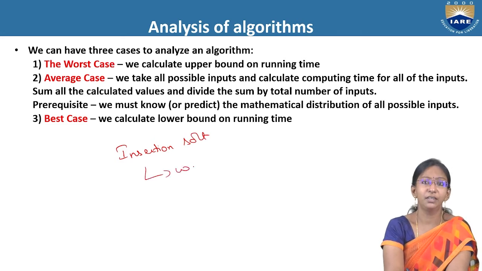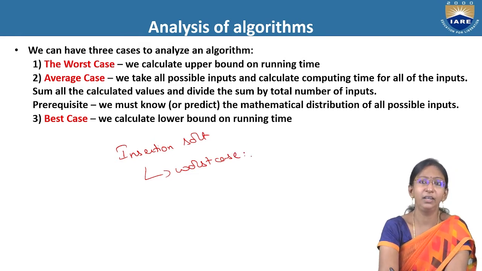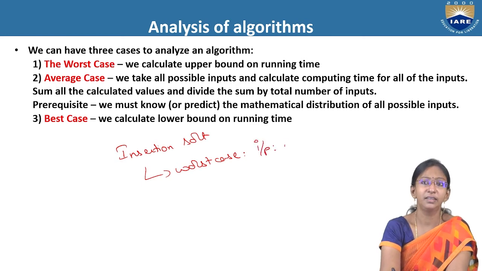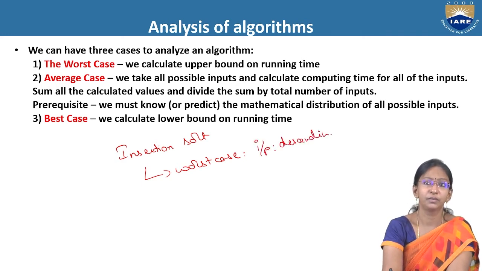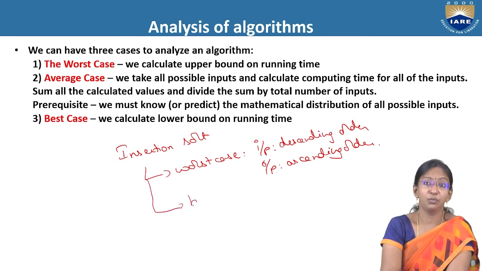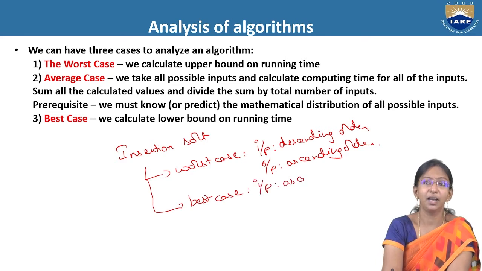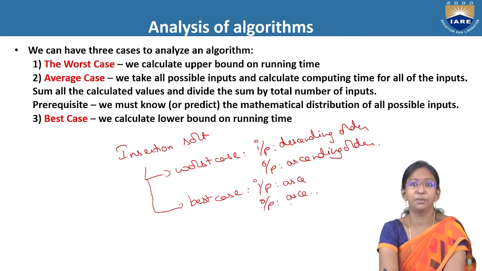Okay, so the worst case will be a case where you are required to sort in ascending order and the input is in descending order. This will be the worst case in your insertion sort. Coming to the best case, what is the best case? Input and output are the same. Input is ascending and the output you are expecting is also ascending. This is the best case.